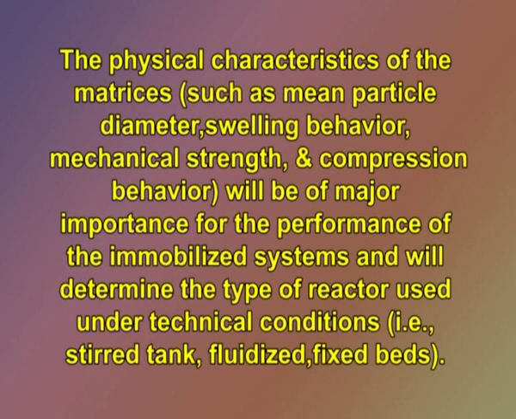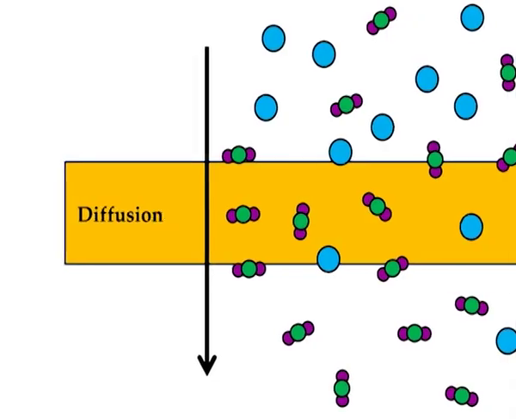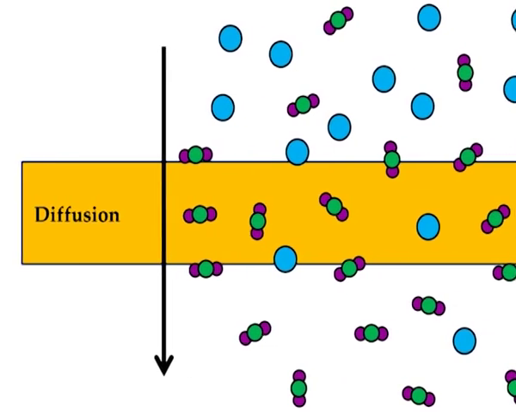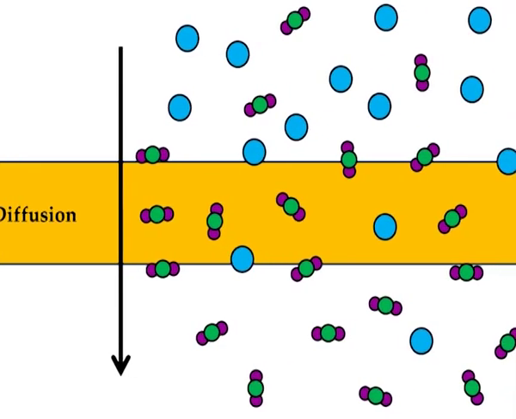The physical characteristics of the matrices such as mean particle diameter, swelling behavior, mechanical strength and compression behavior will be of major importance for the performance of the immobilized systems and will determine the type of reactor used under technical conditions, that is stirred tank, fluidized or fixed beds. In particular, pore parameters and particle size determine the total surface area and thus critically affect the capacity for binding of enzymes. Non-porous supports show few diffusional limitations but have a low loading capacity.